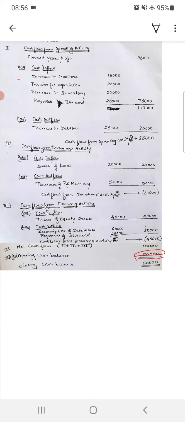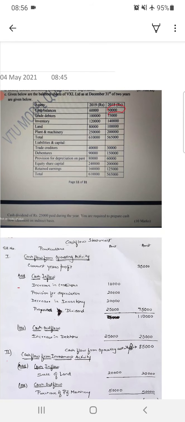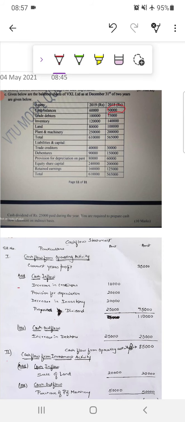Okay, let's go to the next one. What is the next thing given? Trade debtors. Now debtors are your current assets. So current assets come in the operating activity. Now we have to see whether the current assets have increased or decreased. Now the year is given in the reverse format. So in the year 2018 it was 75,000. In the year 2019 it became 1 lakh. That means your debtors have increased. Assets have increased. That means it is an outflow under operating activity. So under operating activity, under cash outflow, increase in debtors 25,000.